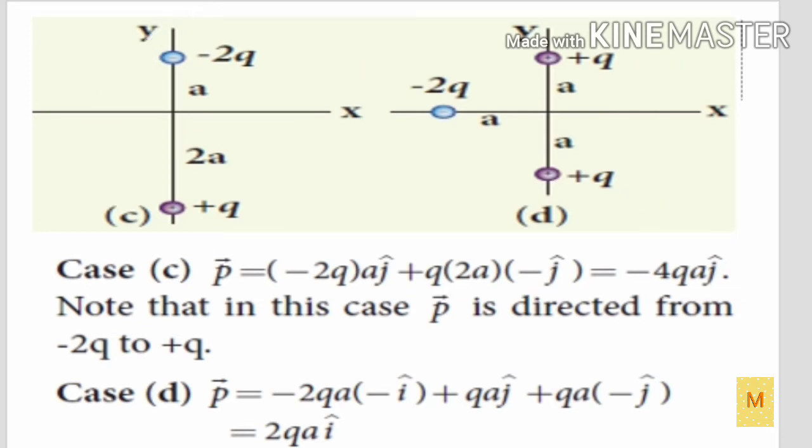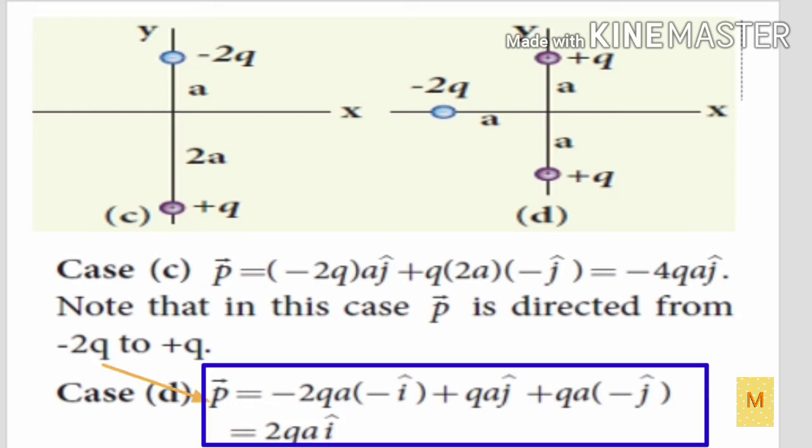See the next picture. Here, three charges are given. Two charges are placed along the y-axis. One charge is placed along the x-axis. And look at the y-axis. The charge plus q is placed at a distance a from the origin in the positive y direction. Similarly, the other plus q charge is placed at a distance a from the origin in the negative y direction. And the charge minus 2q is placed at a distance a from the origin in the negative x direction. What will be the electric dipole moment?